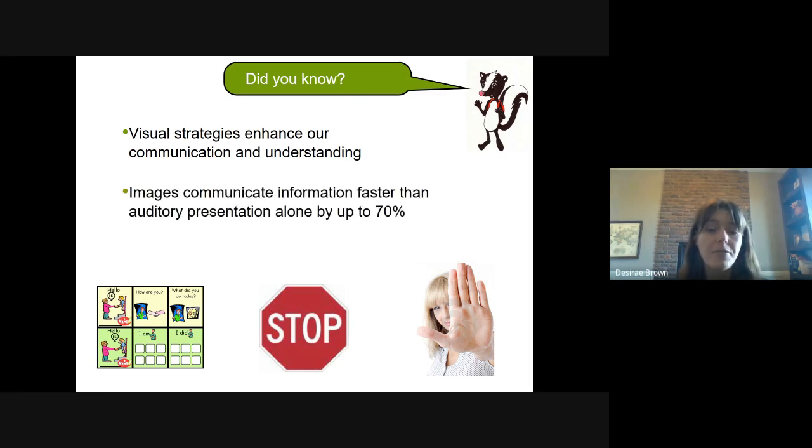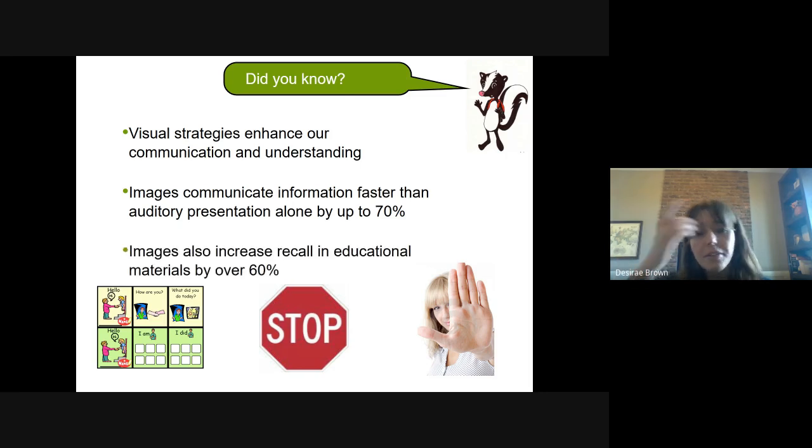Images can communicate information faster than just hearing it alone. So as soon as you see the stop sign, you know what that means. Whereas if you read a word that's read something different, or if you just heard it, it can be a little slower than seeing it right away. It also increases recall in educational materials by over 60%. So that's a big percent, but it really just goes to show that when we do involve these different modalities, such as visuals, that can really help us remember what we did or what we learned.